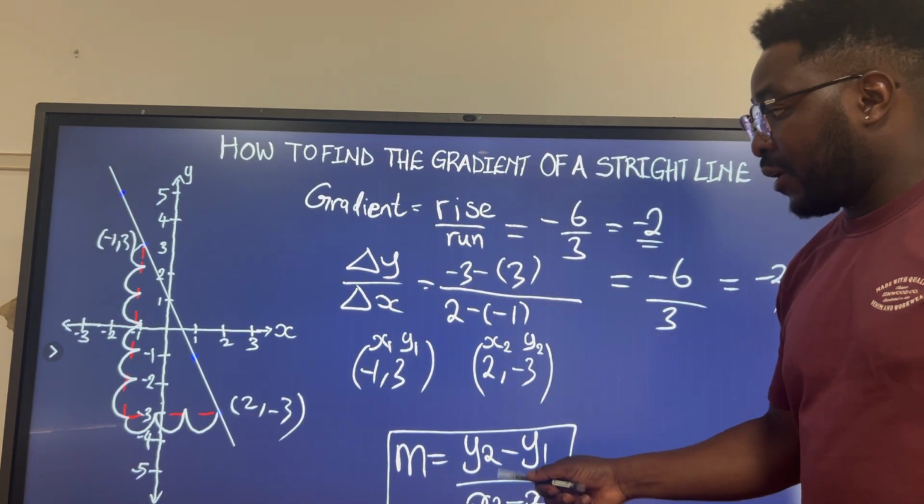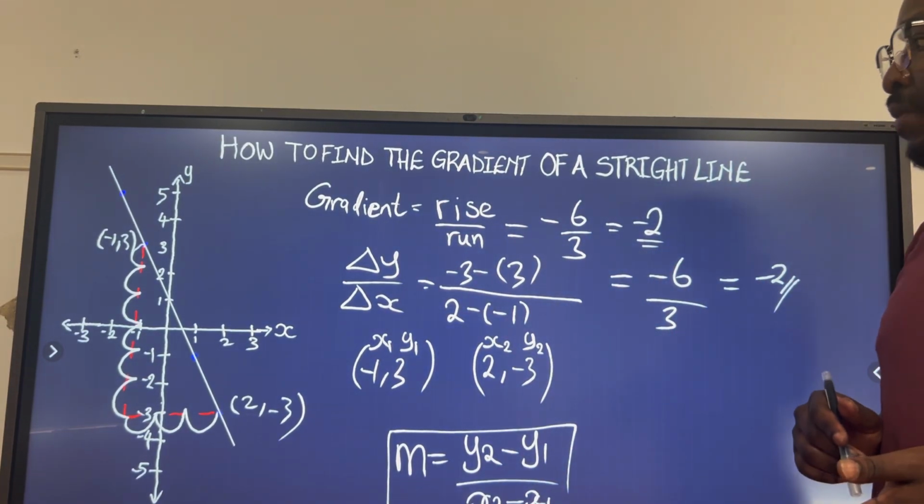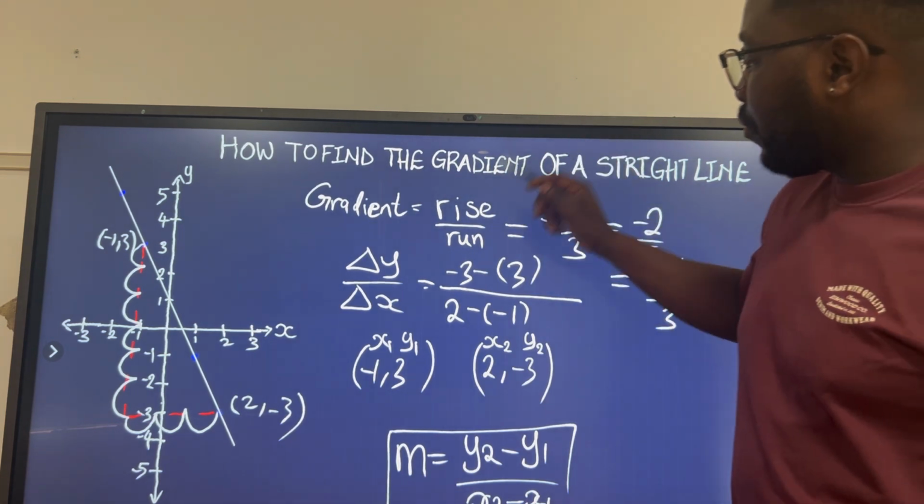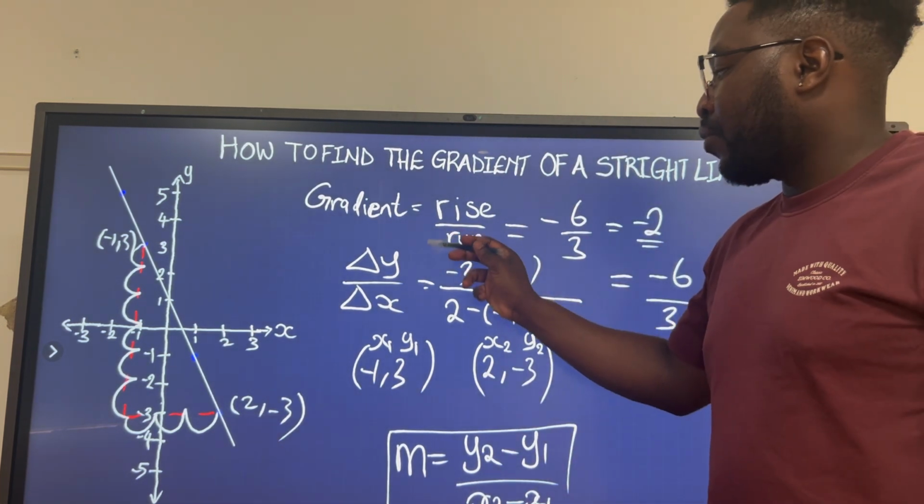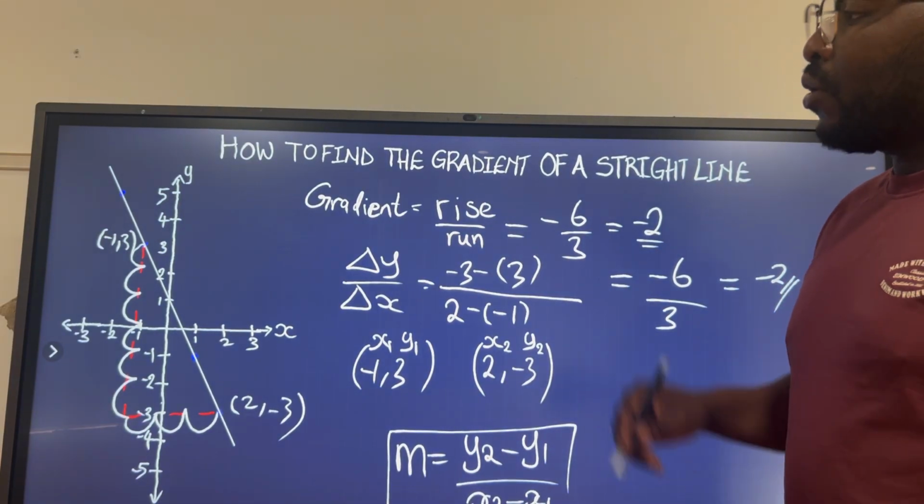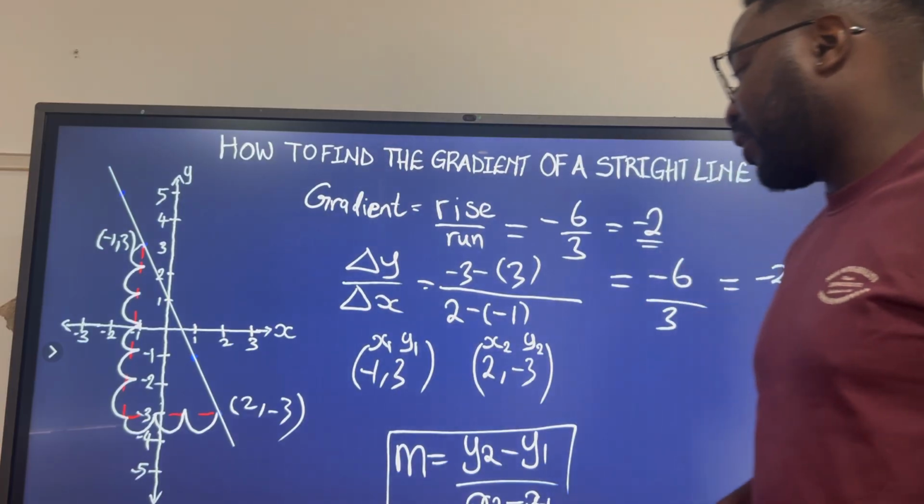This formula over here and this step over here are basically the same thing. And like I said in the previous example, whether you use rise over run, the change in y over the change in x, or you use the gradient or the slope formula, you are still finding the same thing, which is the gradient.